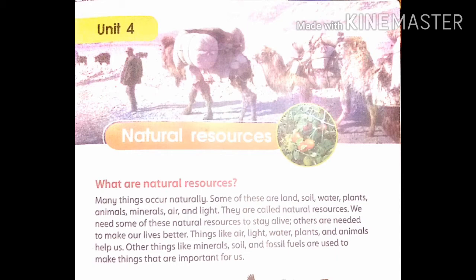We need some of them to stay alive. For example, we need air to breathe. We need water to drink. We need plants to eat. And we need soil to grow plants. Other things are used to make our lives better, whereas some natural resources, for example soil, minerals, and fossil fuels, are used to make things that are important for us.